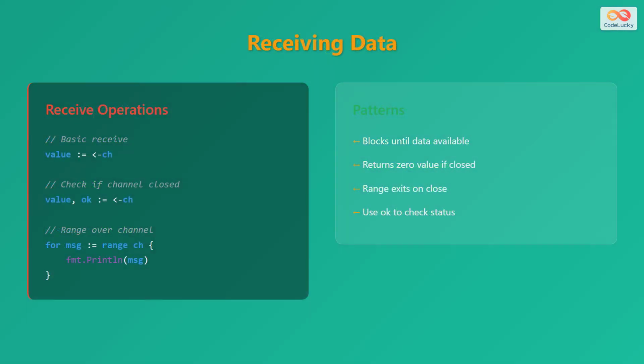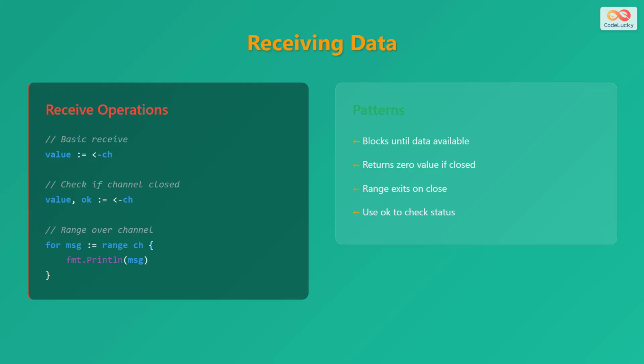Now let's explore how to receive data from channels in Go. To receive data from a channel, you use the receive operator, which consists of the less than sign preceded by a dash, followed by the channel. The received value can then be assigned to a variable. For example, value := <-ch.